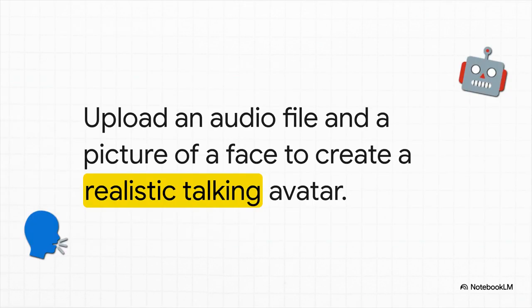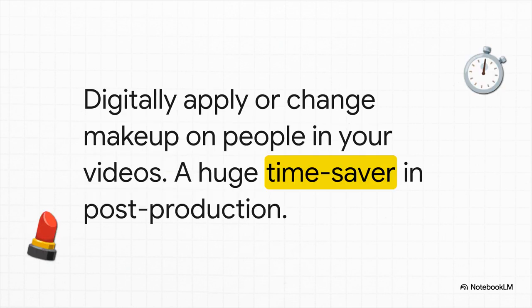Okay, beyond that main editor, there are some other powerful tools in here. Let's do a quick fire round. First up, lip sync. You can take a static photo of a face, feed it an audio file, and it will animate the mouth to create a realistic talking avatar. Just think of the possibilities for social media or presentations. Then you've got AI makeup. This is wild. It lets you digitally apply or change the makeup on people in your video. This could save a massive amount of time in post-production, right? No need for a reshoot or complicated visual effects.